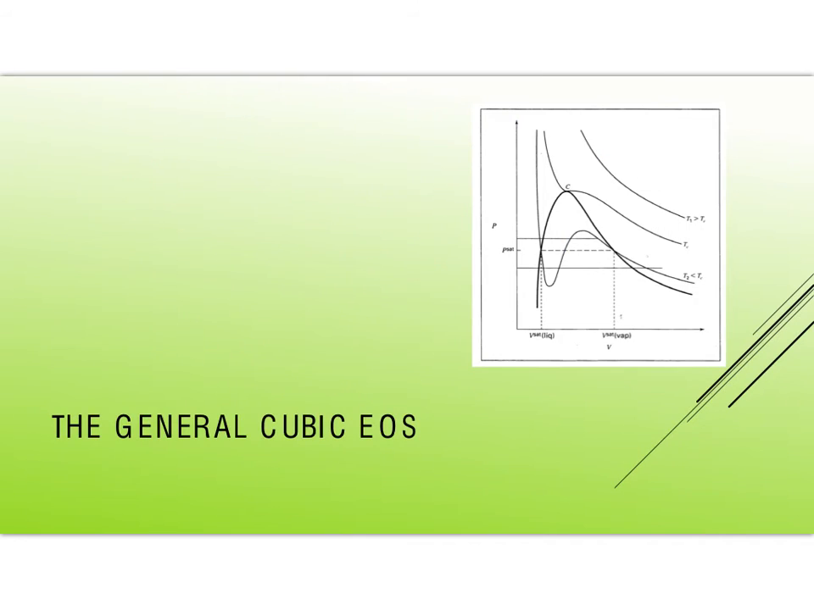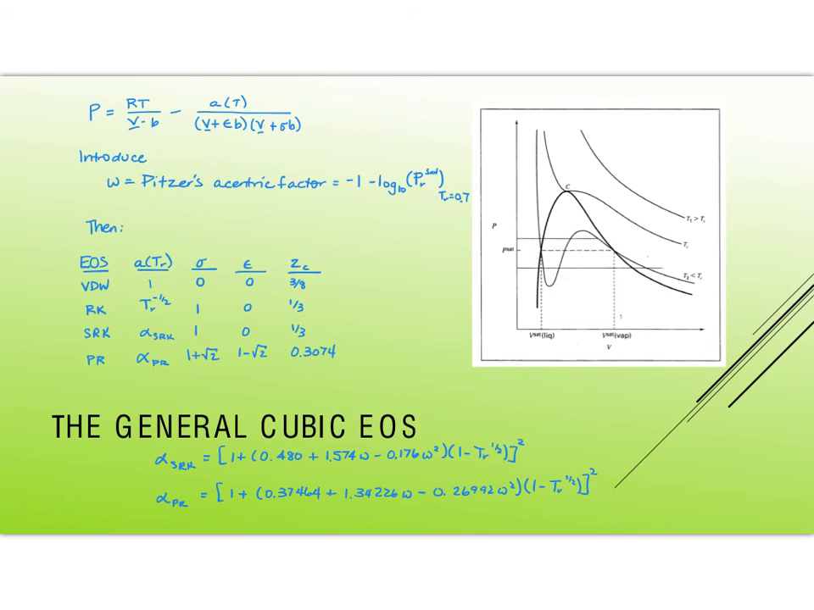The general cubic equation of state was rewritten by Smith, Van Ness, and Abbott into this form you see here at the top. So P equals RT over V minus B minus an A that's a function of temperature over V plus epsilon B times V plus sigma B. And then if you do that, you're going to get some sort of general forms.